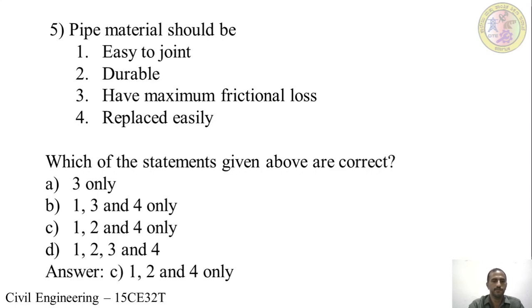And the answer is C. 1, 2 and 4 only. What we can expect from a pipe material is it should be easy to join, it should be durable, it should be replaced easily. It should not have maximum frictional loss. It should have low frictional losses.